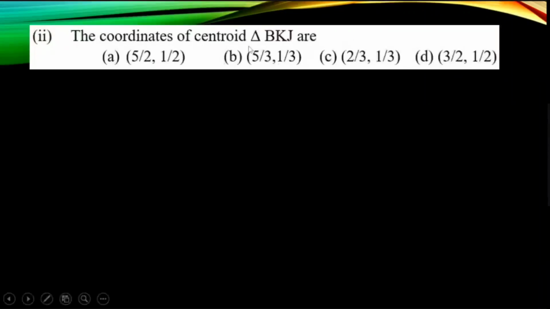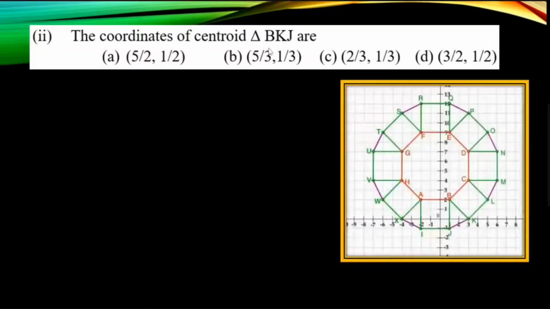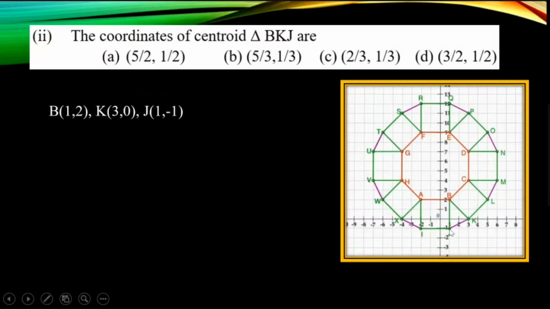The coordinates of the centroid of triangle BKJ. Let us see the figure once again. I'm talking about BKJ, this small triangle. If I want to find out the centroid of this triangle, I should be knowing the coordinates of the vertices B, K, and J. B is clearly 1, 2. K is lying on the x-axis and it is at a distance of 3 units from the y-axis. So it's going to be 3, 0. The coordinates of J are 1, -1. So I have written the coordinates.